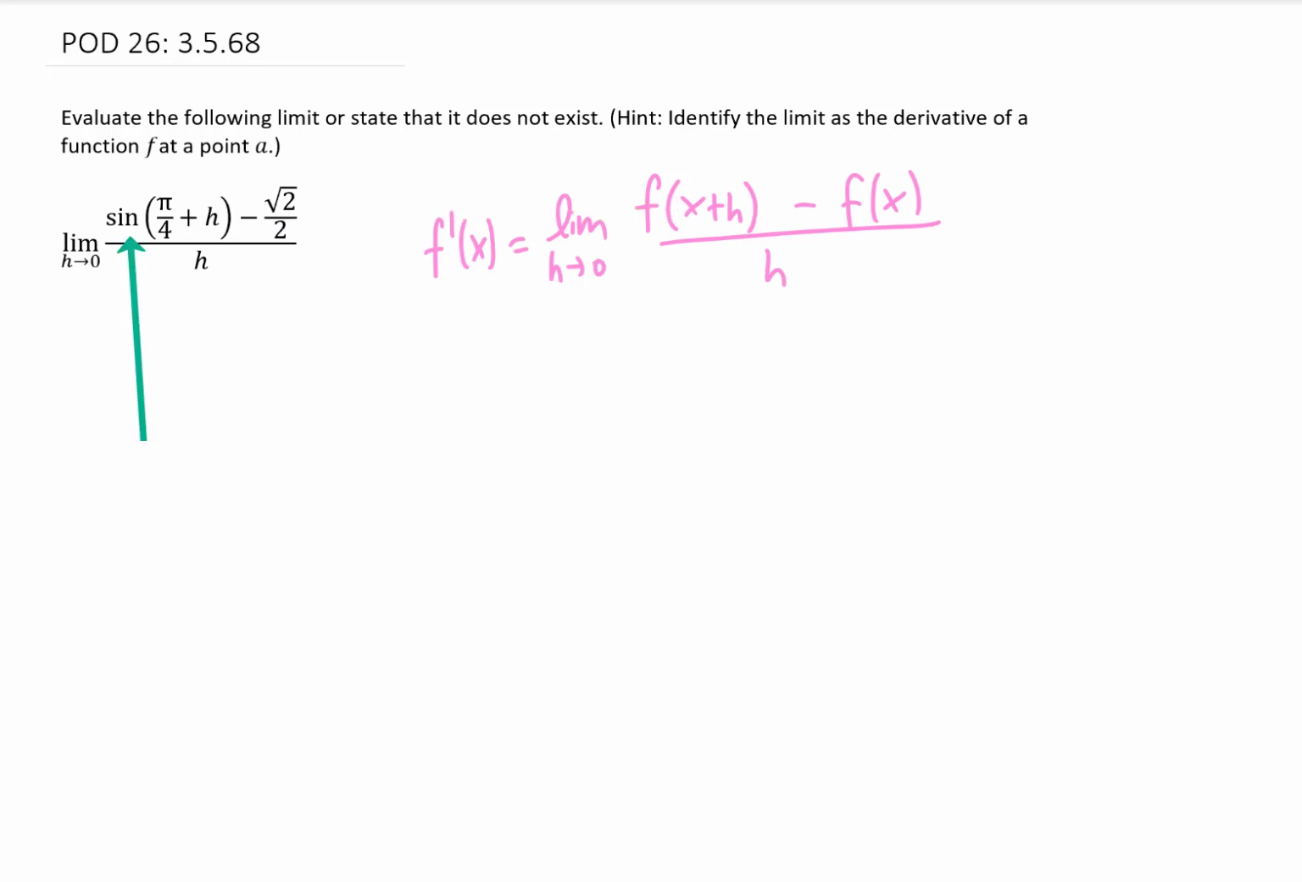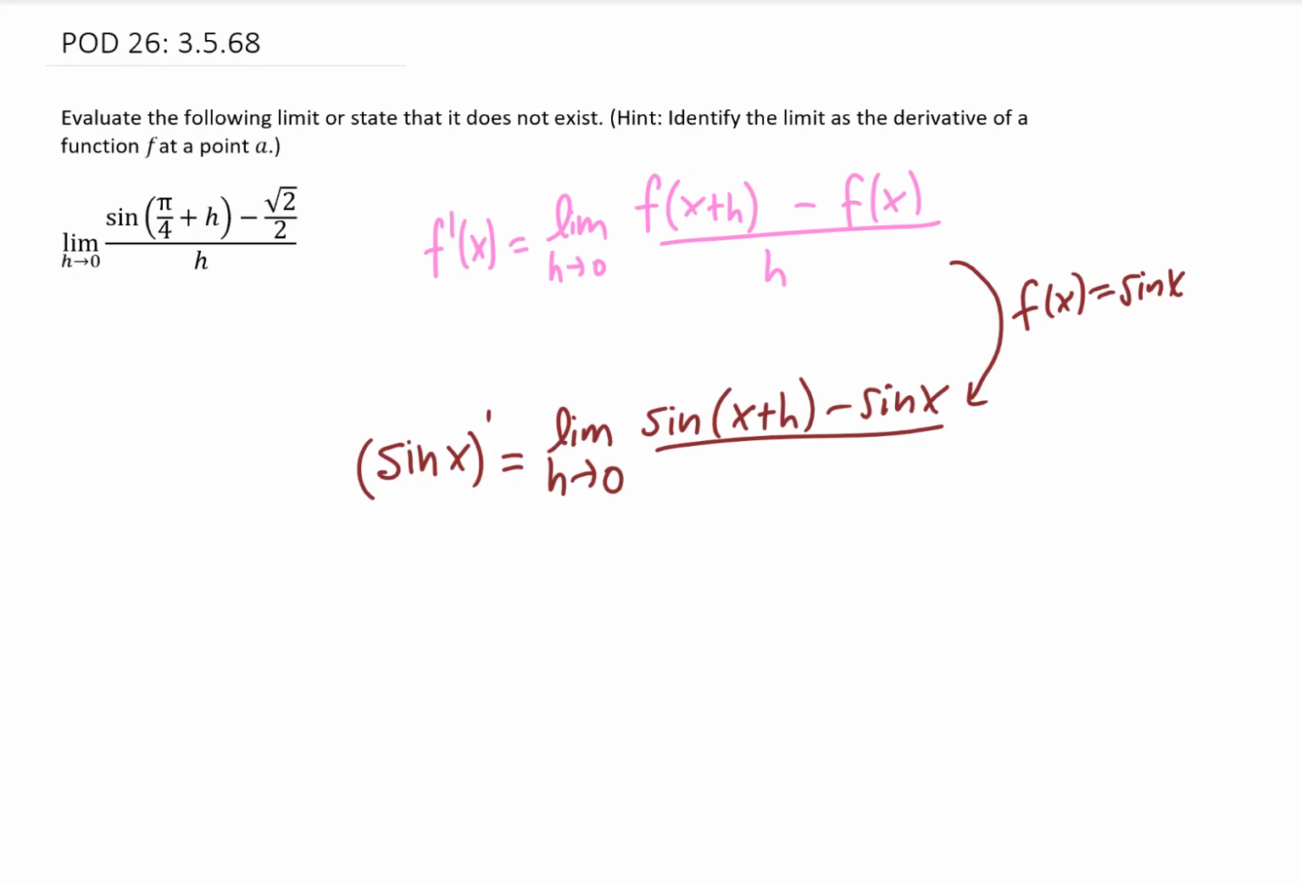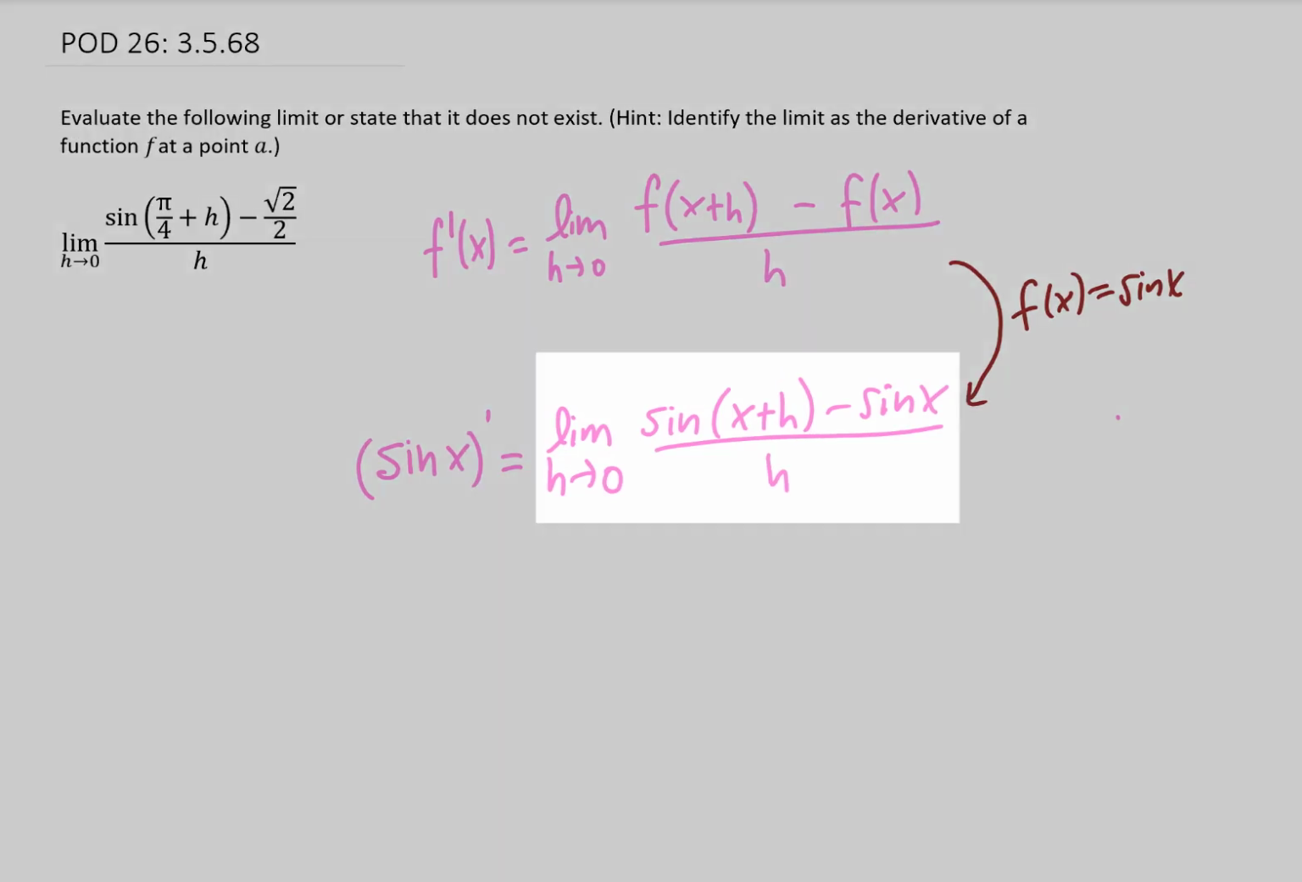Notice though that the function that we're given in this limit is a sine function. So what if we rewrote this definition of a derivative using f of x is sine of x? Well, just replacing all of our f of x's with sine of x, this is what our definition of a derivative looks like. Well, let's just stop for a moment and admire what we just did. We just came up with a limit that represents the derivative of sine of x, but it's still not the limit that we're given to evaluate in this problem.